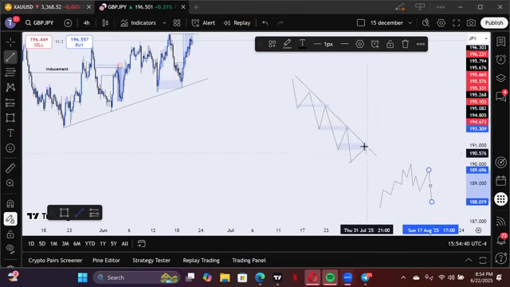So when price taps that POI, once it gives that confirmation, you start the whole bearish.